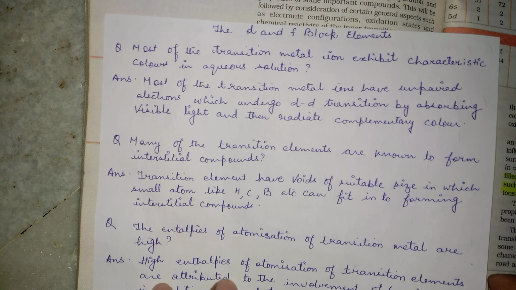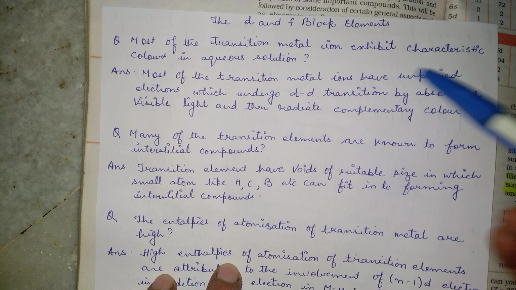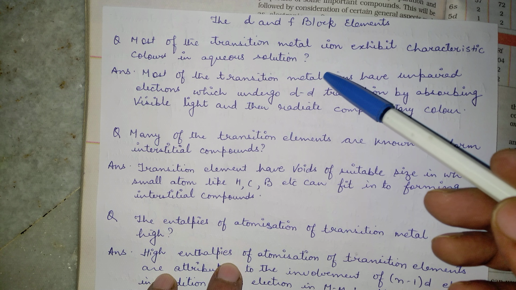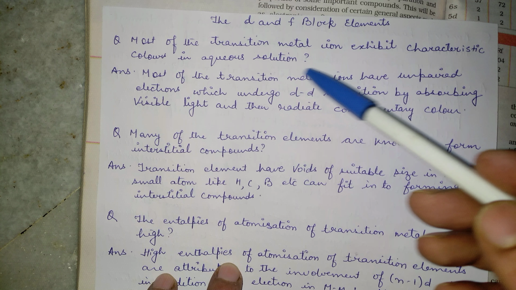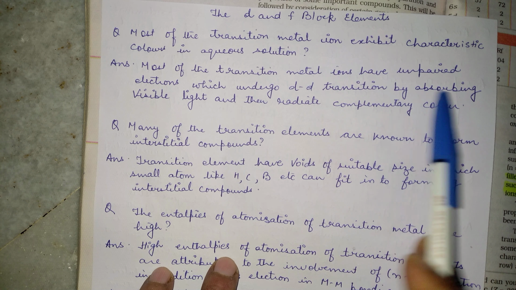Coming to the first question: most of the transition metal ions exhibit characteristic colors in aqueous solution. What is the reason behind that? The answer would be that most of the transition metal ions have unpaired electrons.